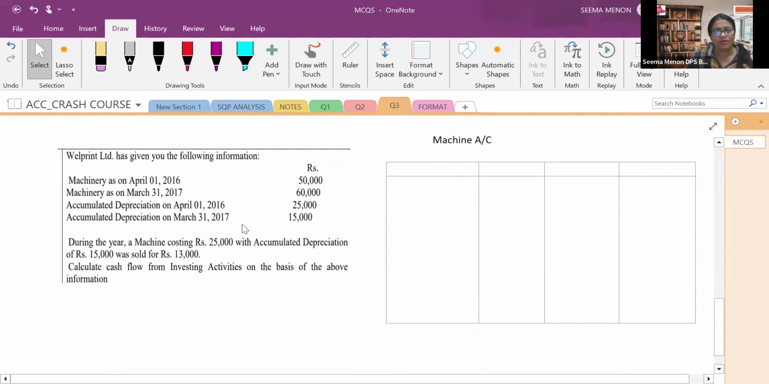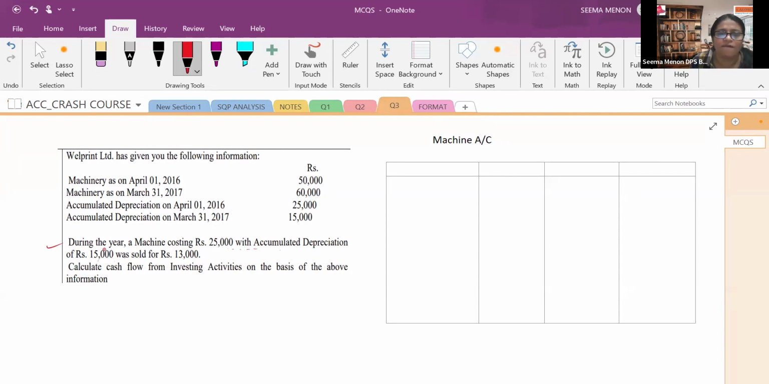Now, moving on to the next. Here you can see a small question. During the year, a machine costing... Here you can see machinery is given. After that, accumulated depreciation in the beginning and at the end is given. Then there is some adjustment. During the year, a machine costing rupees 25,000 with accumulated depreciation rupees 15,000 was sold for rupees 13,000.